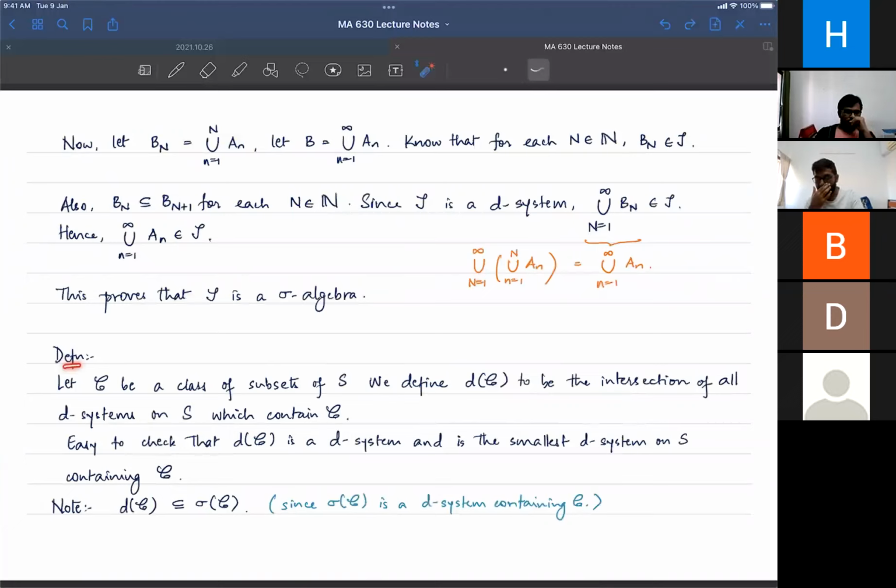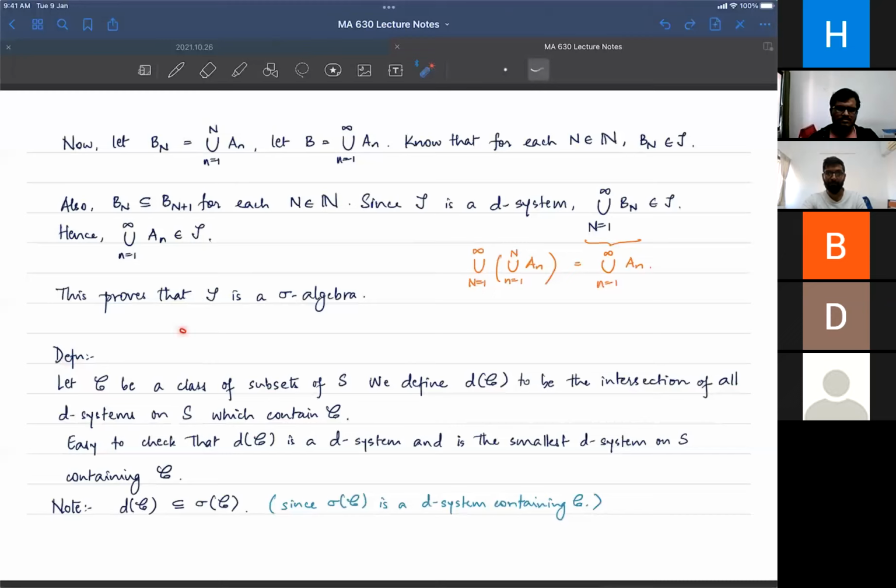So once again, of course, I have some set S. Now, suppose script C is a class of subsets of S. I'm going to define D of C as the intersection of all D systems on S which contain C. Does this remind you of anything? Sigma algebra generated by a family, right? The sigma algebra generated by a family is the intersection of all sigma algebras which contain that family.